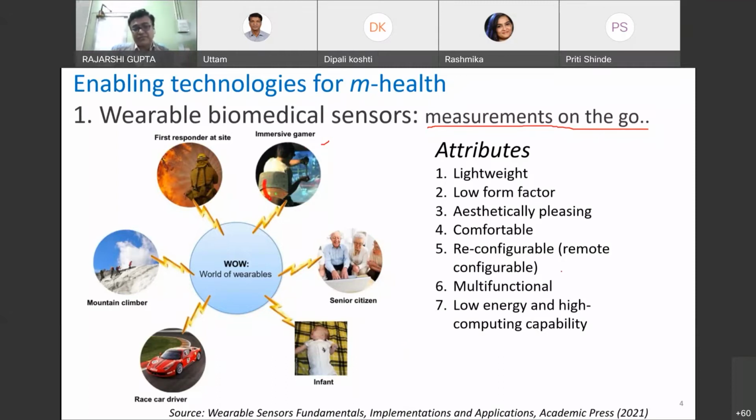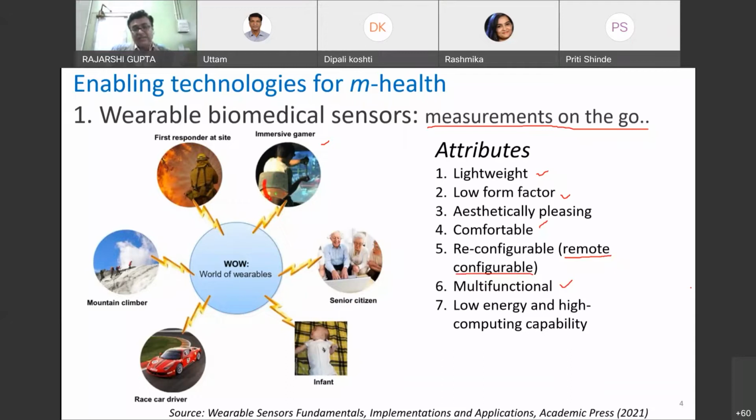The basic attributes or advantages that we get from wearable biomedical sensors are that they are lightweight, low form factor, that means they should be of very small size, comfortable, and reconfigurable, meaning different types of functionalities can be changed remotely. Multifunctional: a single sensor can provide two or more measurements.